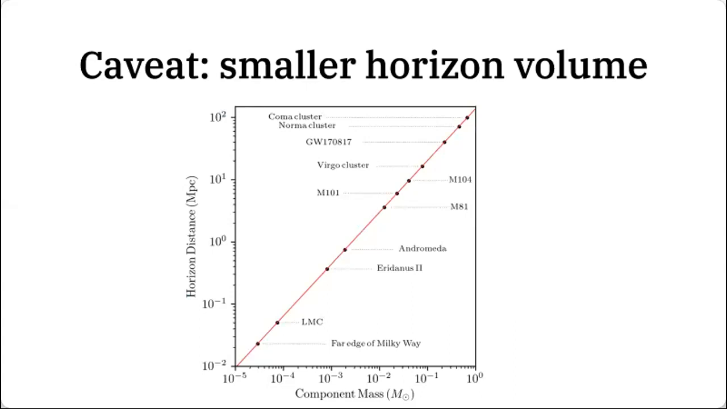So this is another way of looking at the same thing, as a function of component mass, assuming an equal mass binary. We plotted the horizon distance. That's the distance below which we can achieve a sigma detection of black hole binaries of this mass.